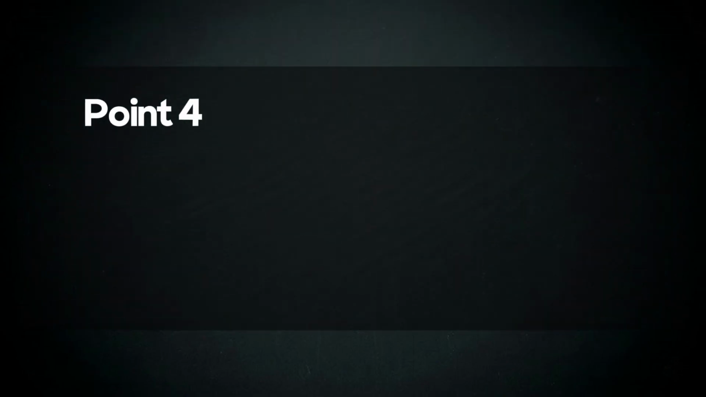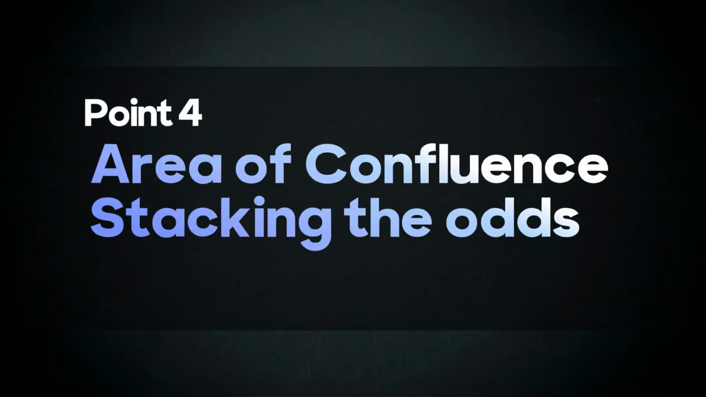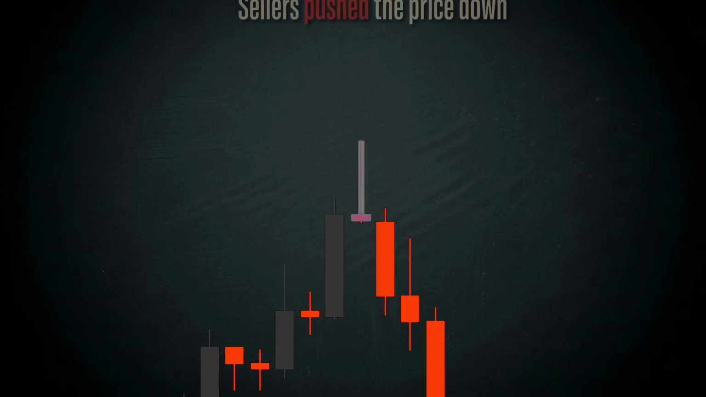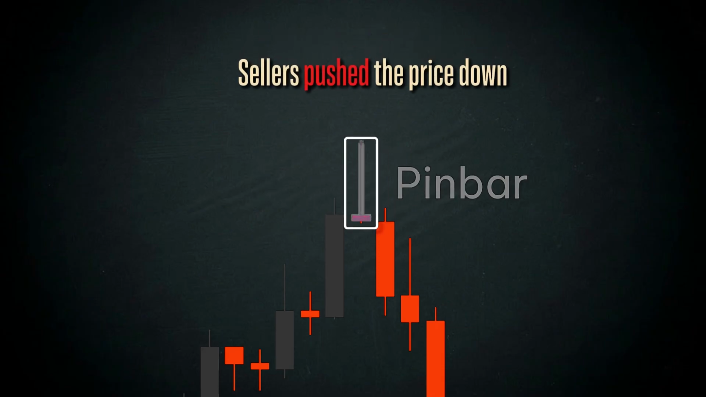Section 4. The area of confluence, stacking the odds. All right, confluence. This is basically the holy grail of technical analysis. It's defined as the exact point on a chart where multiple independent supporting factors overlap. And honestly, this brilliantly illustrates how the professionals trade. Imagine you're tracking a stock and the price is falling. You notice it's approaching a historical resistance line that has recently flipped to act as support.